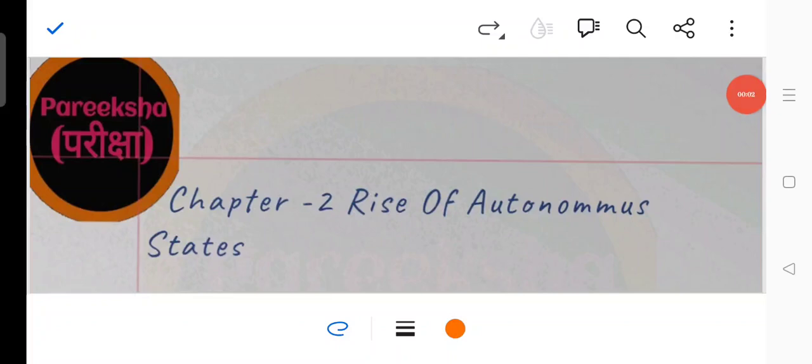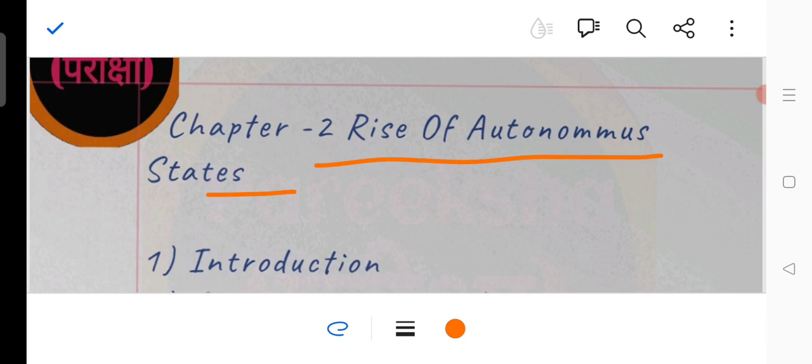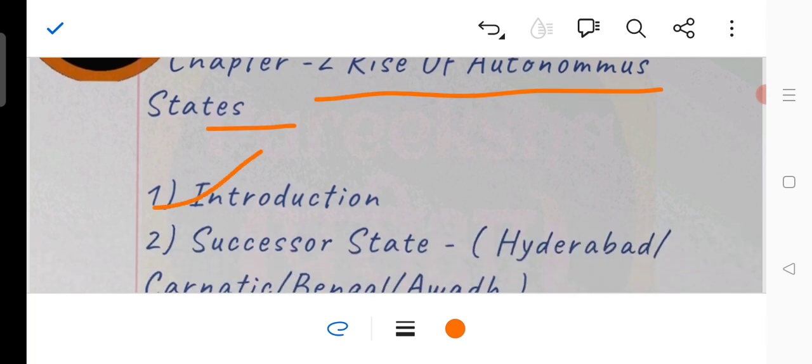Today we are going to cover chapter 2, that is Rise of Autonomous States. In this we will see first the introduction. After the decline of Mughal Empire, we saw that the second major theme of the 18th century was the rise of autonomous states, because the regional states which were in the Mughal rule had now revolted and had made independent states. That was called the rise of autonomous states.